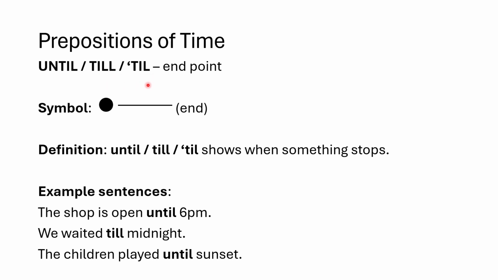It can be written with one L or two. When it is written with one L, an apostrophe is required. Listen to the example sentences. The shop is open until 6 p.m. We waited till midnight. The children played until sunset.